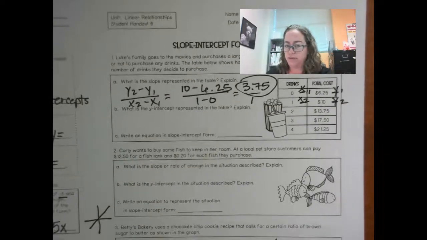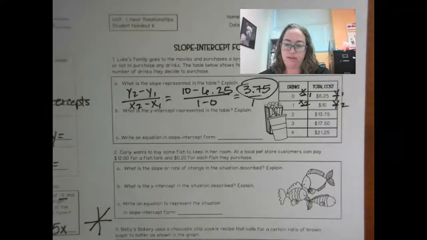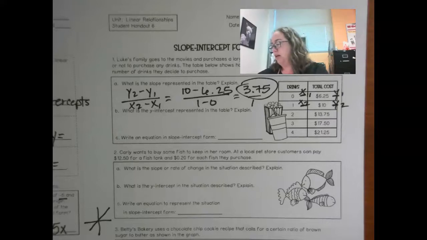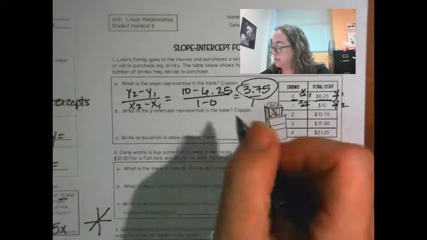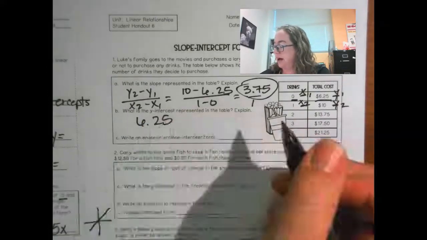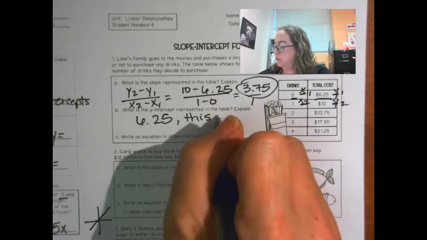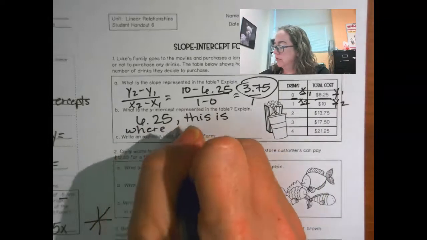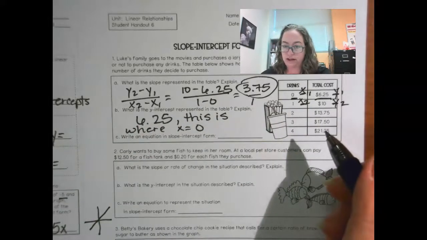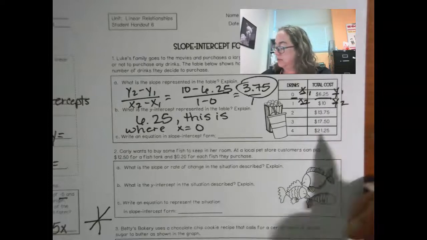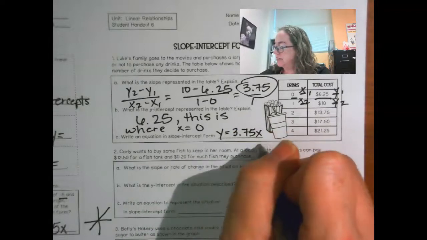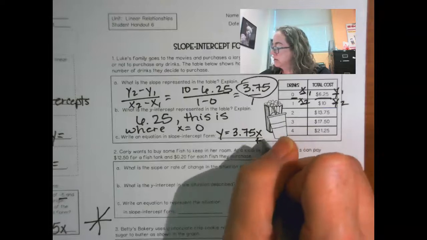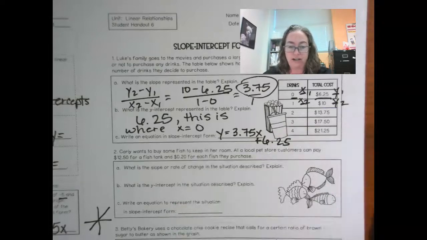What is our y-intercept here? Look at it and tell me if you can figure out the y-intercept. So when this x is 0, the y is 6.25. So the y-intercept is right there for you, 6.25. This is where x equals 0. So what is the slope-intercept form of this line? What's the equation for this line? It would be y equals 3.75x plus, I'm running out of room here, 6.25. Does everybody understand how we got there?